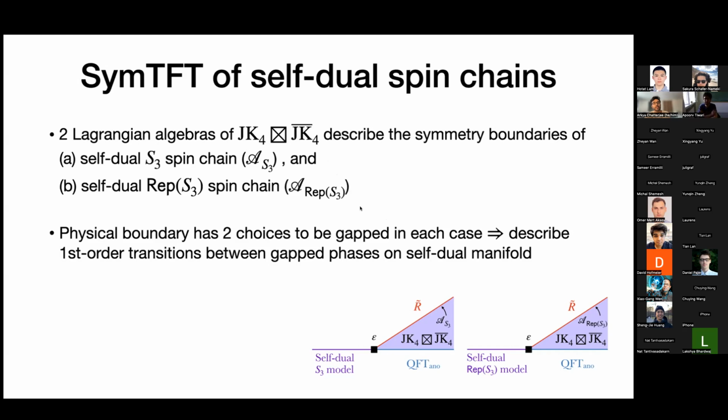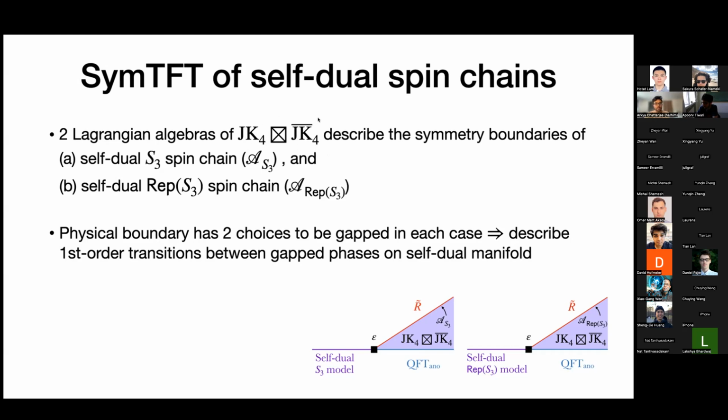Oh, you mean on this slide, right? Yes. Okay. In what sense is this a SimTFT? I mean, the SimTFT, right? You could just say it's the Dijkgraaf-Witten theory for S3, and then you could say, well, you're really interested only in the topological defects of it, and that's the Drinfeld center. So I'm actually not sure what the role of this JK4 is, but if it's a SimTFT and you're only getting two gapped boundary conditions, that doesn't sound right. You showed us four gapped phases.